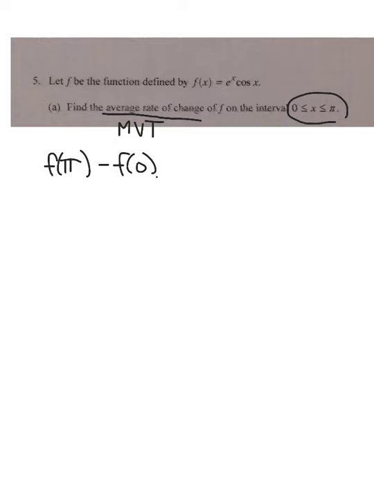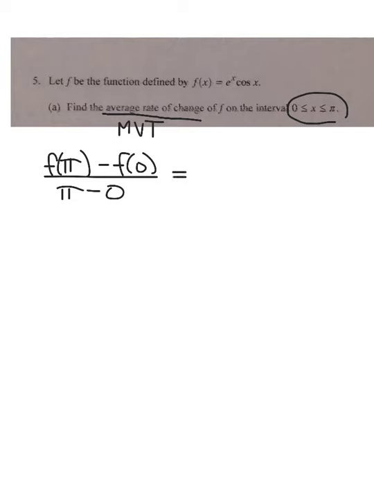Okay, so part A says find the average rate of change. Hopefully you remember that that just really means the mean value theorem. So average rate of change, and we're going from 0 to pi. So we're just going to do f of pi minus f of 0 over pi minus 0. And we're going to work that out.